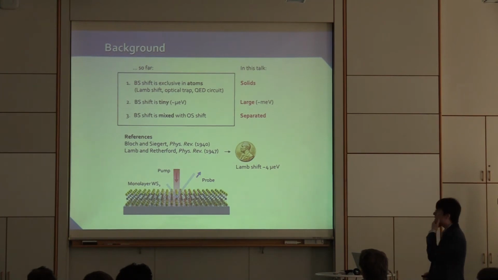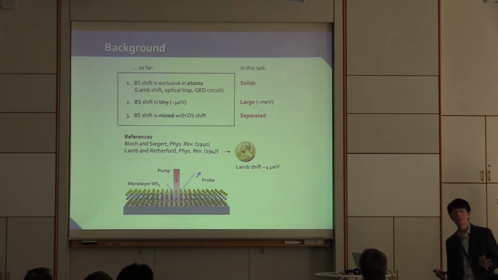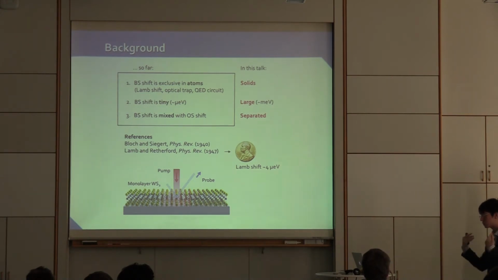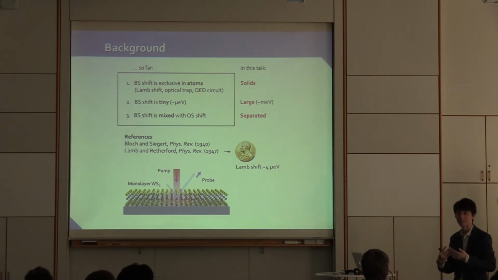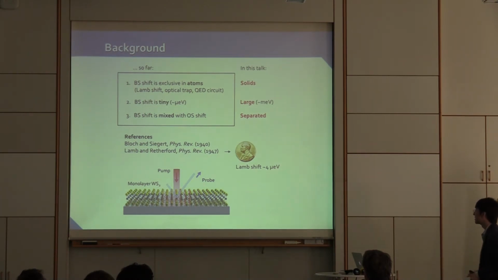Now, what is interesting about the Bloch-Siegert shift? There are three things. First, it has been seen exclusively in atoms. For the first time, the Bloch-Siegert shift is what is actually the so-called Lamb shift. It provides the shift to show that there is quantum electrodynamics and mass renormalization in the hydrogen atom that Willis Lamb showed in his experiment, where the shift corresponds to 4 micro electron volts, which is kind of small. But still, it is a very interesting case that he has observed.